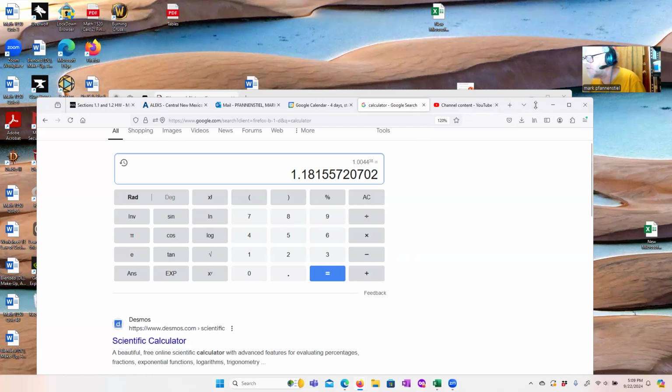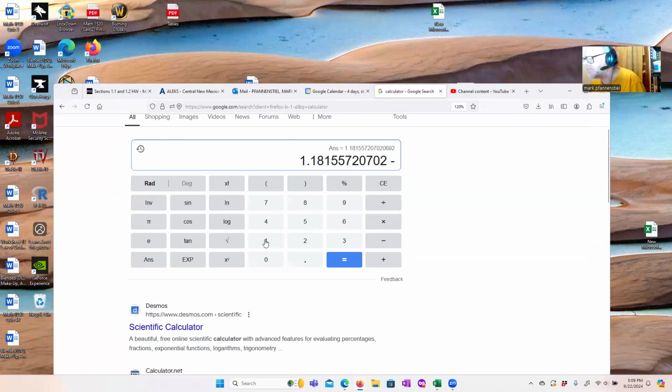Okay, I'm going to subtract 1 from all of this stuff. So let's go ahead and subtract 1 from this, and then hit equals. Okay, great. I got 0.181557207702. It's not going to be quite this tedious. As you do more of these, you will start to learn which numbers you do need and which numbers you have to write down all of. But that's where we are.